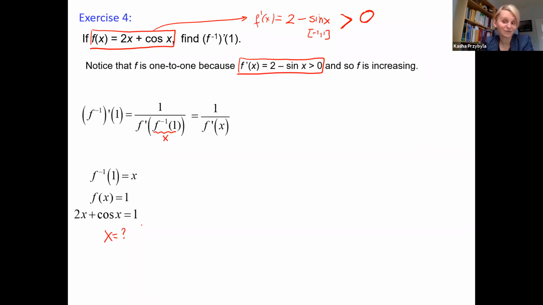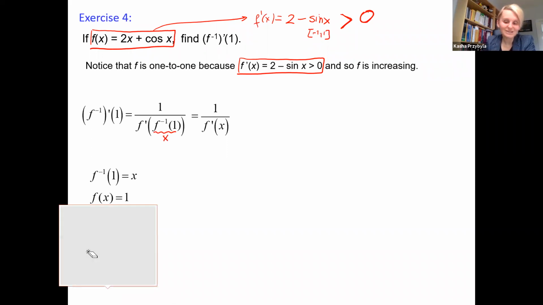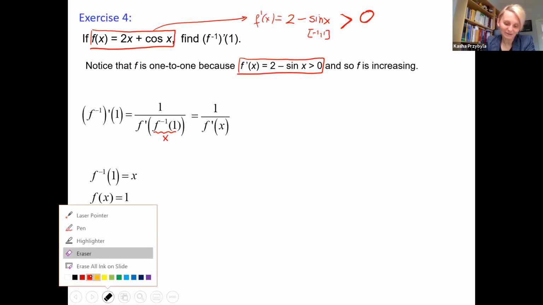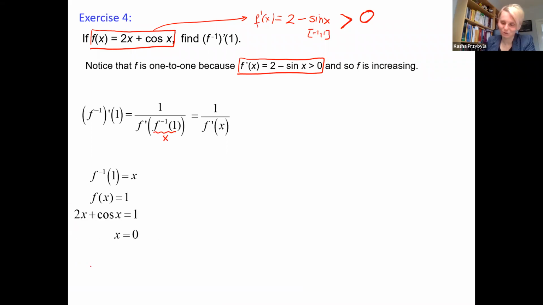And I see Kevin typed 0. Do you think 0 works? 2 times 0 plus cosine at 0. Is it 1? What's the value of cosine? Yes, thank you for typing. Yes, it is 1. That will be the moment. That means x is 0. Can you tell me the final answer? Who can tell me the final answer?